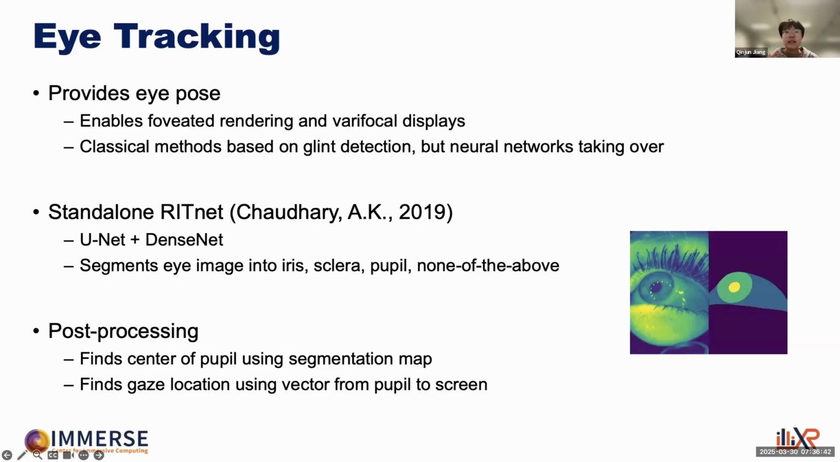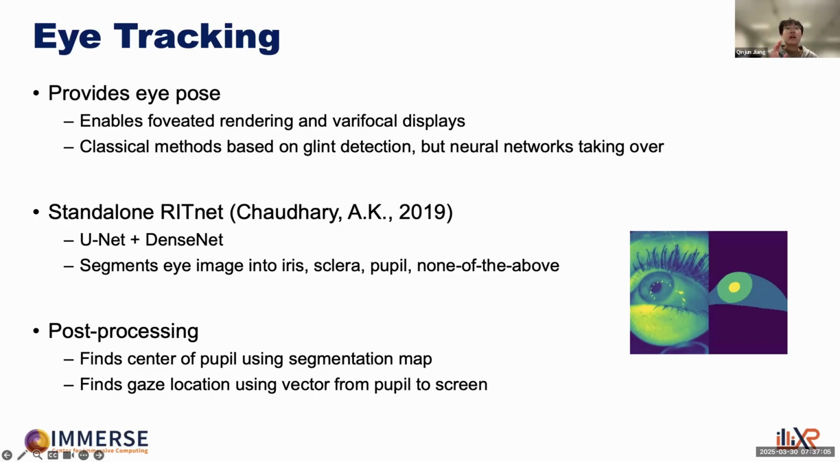Another example enabled by eye tracking is a varifocal display. When we know where the user is looking at and the depths that they're actually looking at, we can change the display, like moving the display closer to the user or further from the user, to create better immersion than just fixed optics.